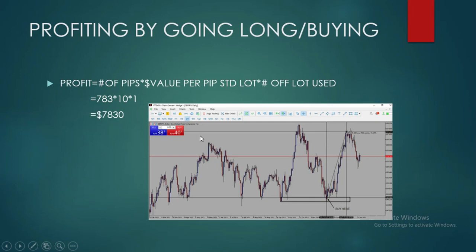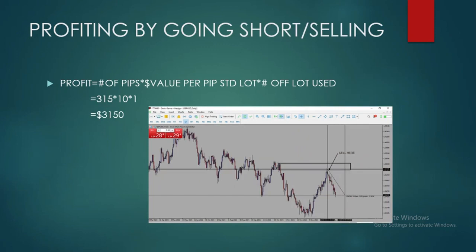So let's also show you an example for a short. When we say we are going short or we are selling, we are saying one currency is overpowering the other, or the quote currency is gaining over the base currency. That's when we go short, or when we sell. The formula is just going to be the same. Let me show you by means of this graph.